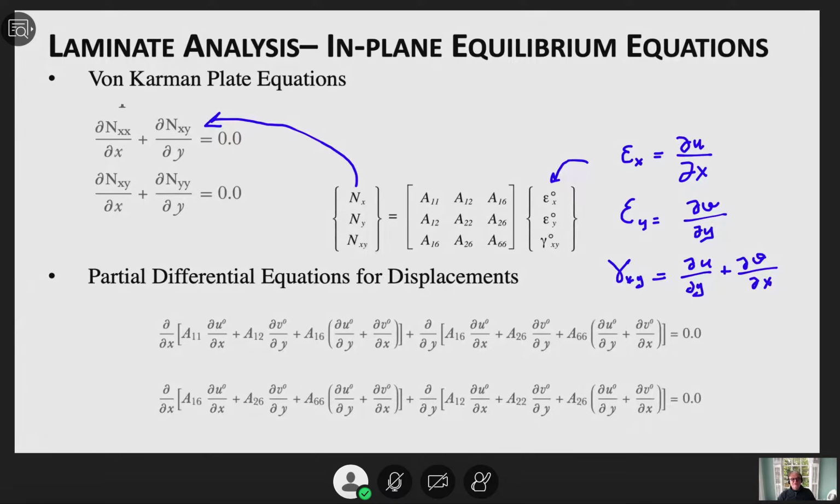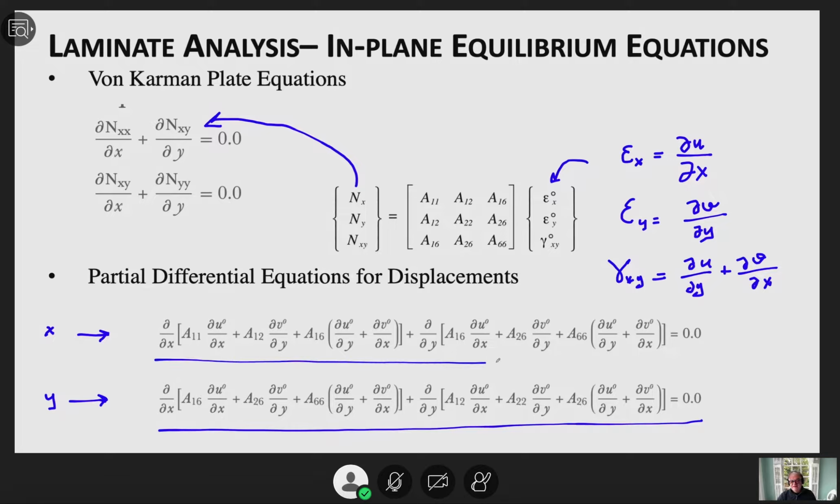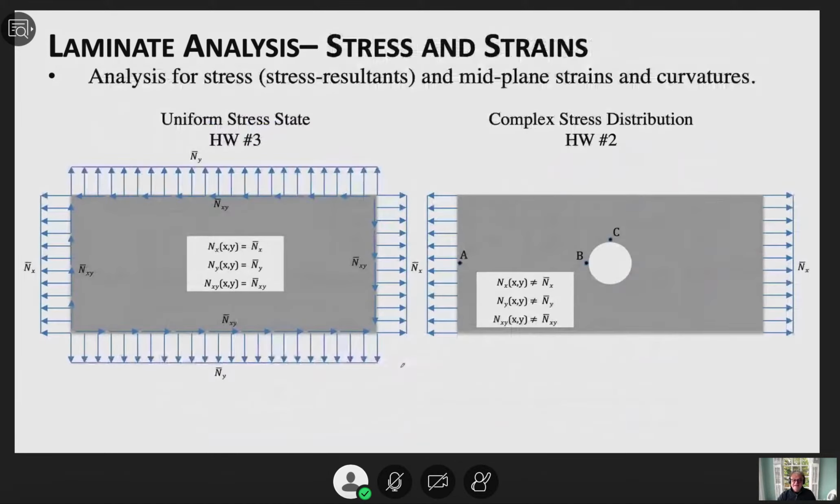we get two partial differential equations for u and v, and we got rid of all the kappas, all the w's. There is no w displacement in these laminates. The two in-plane equations become these two. This is the x direction partial differential equation. This is the y direction equation. And it's somewhat lengthy, okay? But if you want to do the right analysis for your plate, you need to be able to solve these two equations, say for this case.